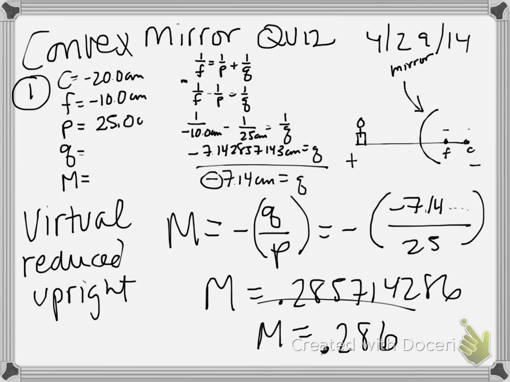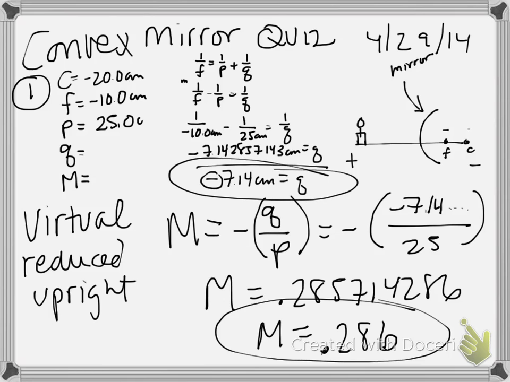Okay, so on their paper, they get a point for having -7.14 centimeters for Q, a point for having, these are all imaginary points, they're all made up, you realize that? A point for having magnification equal to 0.286, and a point for virtual, a point for reduced, and a point for upright. So, 5 points.